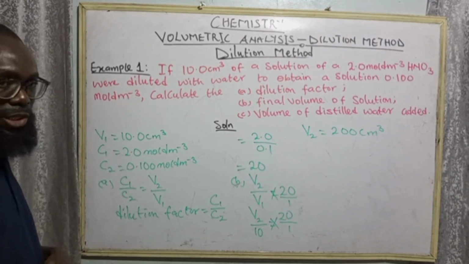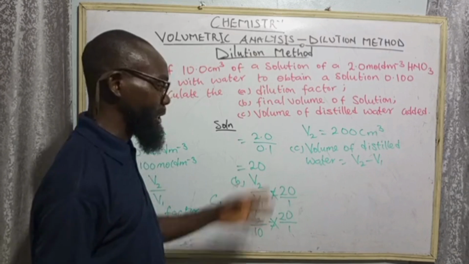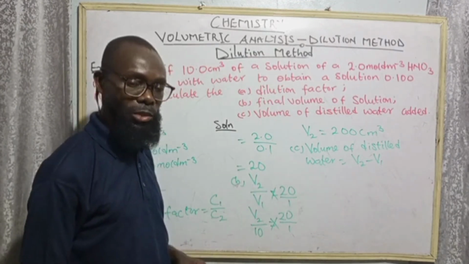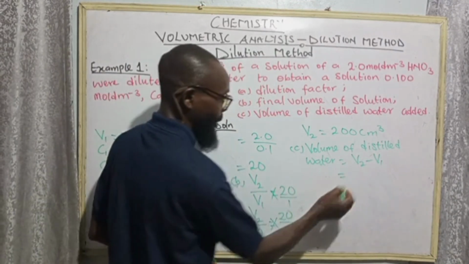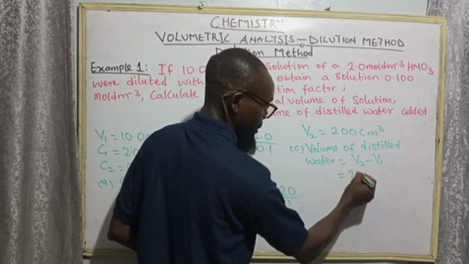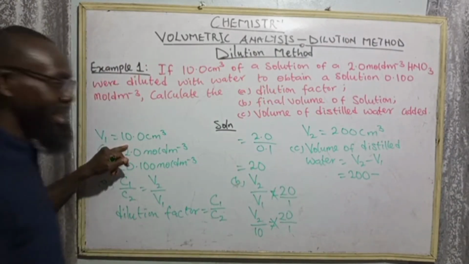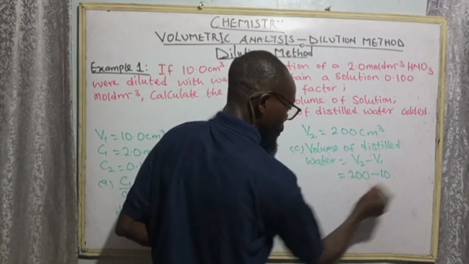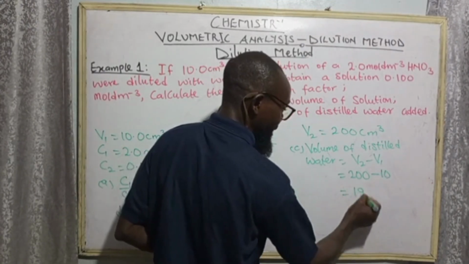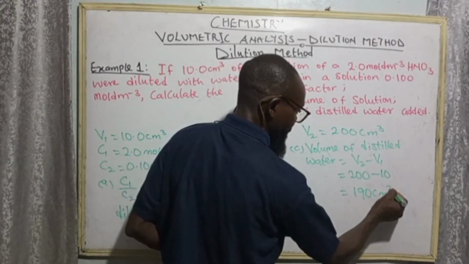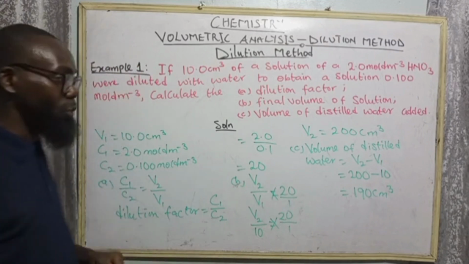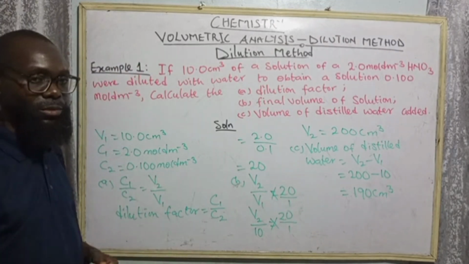is 10 centimeter cube. To get the volume of distilled water, it is going to be equal to V2 minus V1. That is, our V2 is 200 minus the first volume given to us here, which is 10. So 200 minus 10, we have 190 centimeter cube. So this is the volume of distilled water.